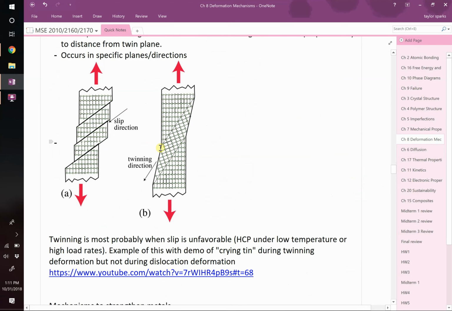Whole bunch of atoms at the same time. This one's correct. This one preserved the symmetry. This one's drawn correctly, right? So this is normal slip in a single crystal, and this would be twinning. Both of them can produce macroscopic deformation, but they're fundamentally different mechanisms. And you can get a pretty cool effect from it.